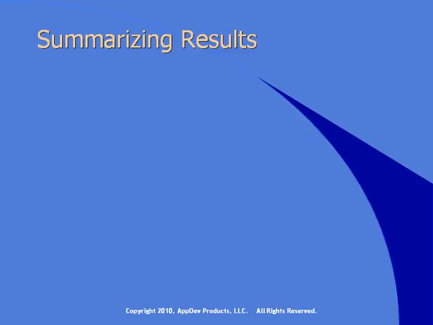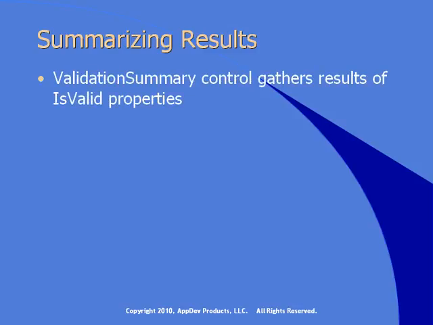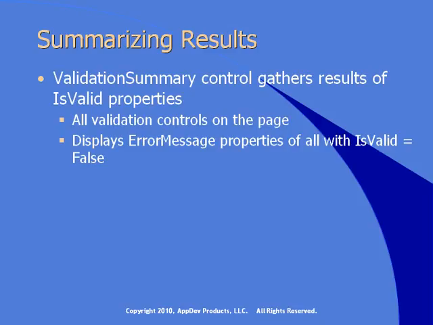You'll often want to summarize the results of validating the controls on your form, and you've seen this already on our sample page. The validation summary control gathers the results of the isValid properties of all the controls on the page, and then displays the error message properties of all of them that have isValid equals to false. So for any control on the page whose isValid property isn't true, you'll see the error message property from that validation control in the validation summary control.